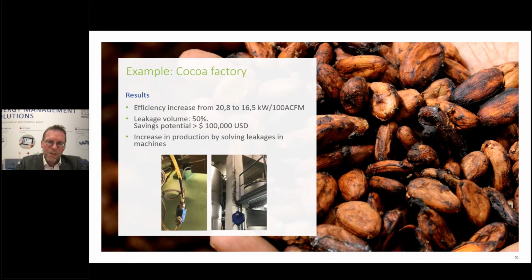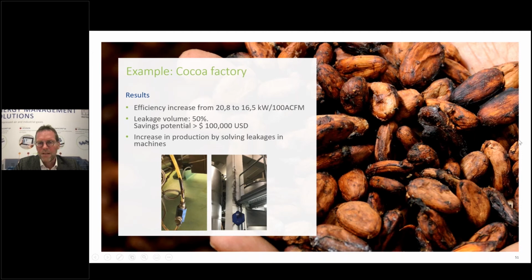This is a nice example of a project that we were involved in at a cocoa factory in Europe. This was typically an example of optimization at both the supply side and the demand side. At the supply side, by implementing a modern control system and changing a few things in the compressor configuration, they were able to increase the efficiency. But at the demand side, they found huge leakages, and these were fixed, resulting in a savings potential of even higher than $100,000 per year.